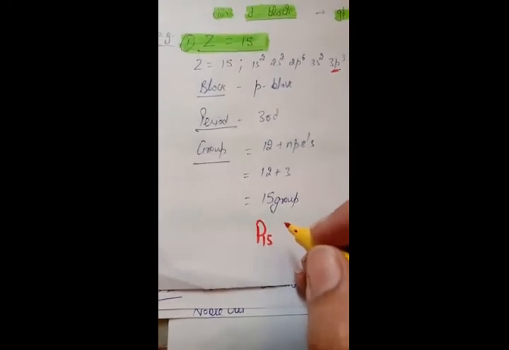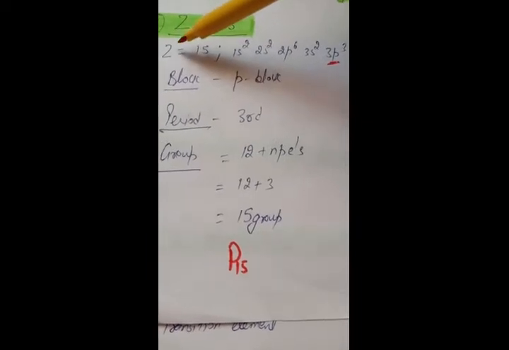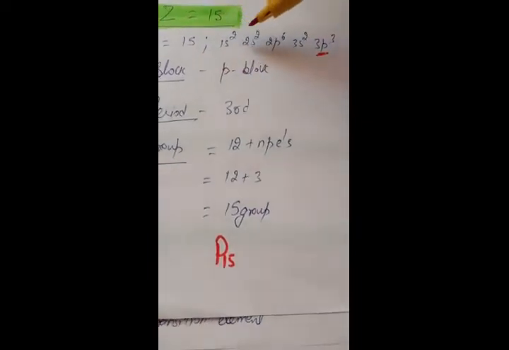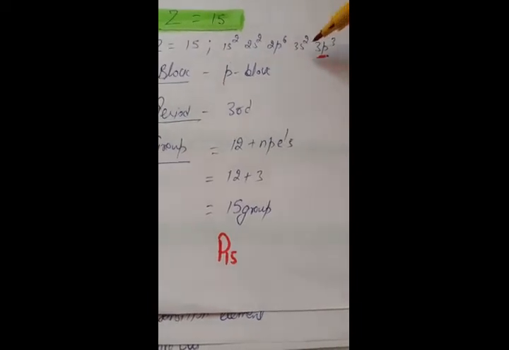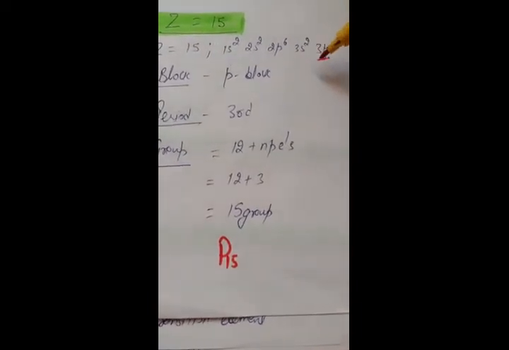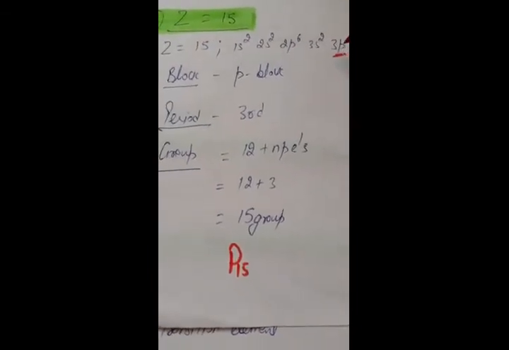So it's a very simple method. Again I'll discuss it with you. Suppose we are given atomic number 15. First we'll write the electronic configuration, then we'll see which subshell the last electron enters. So you can see here it belongs to the p block.